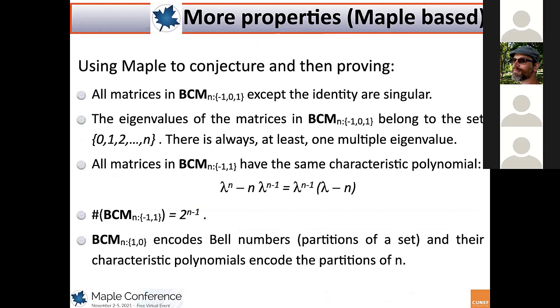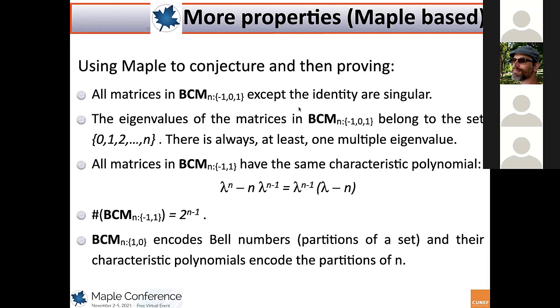We have a set of five results, which I will introduce now. The approach was always first to use Maple to make a conjecture, and then we were successful in proving this conjecture. For example, fixing the population -1, 0, and 1, all matrices which are correlation matrices, except the identity, are singular. Continuing with the same population, the eigenvalues of these Bohemian correlation matrices all belong to the set of integer numbers between 0 and n. And in all cases, we have at least one multiple eigenvalue.